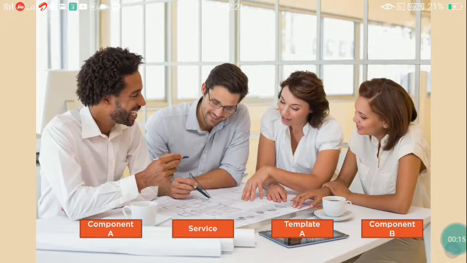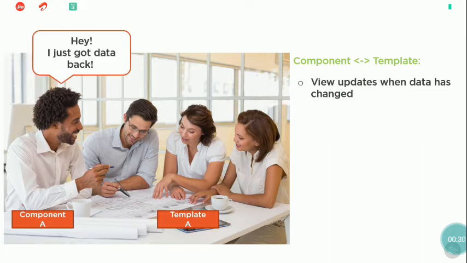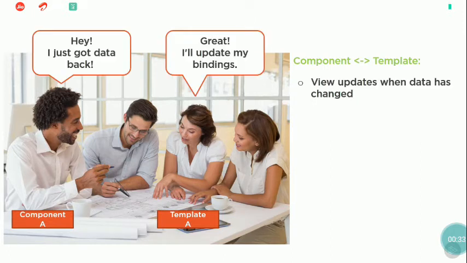The components and other parts of our application need to work together to get things done, and to work together successfully, they need to communicate clearly. A component often needs to communicate with its associated template. For example, a component needs to notify its template when data has changed so it can update the view.